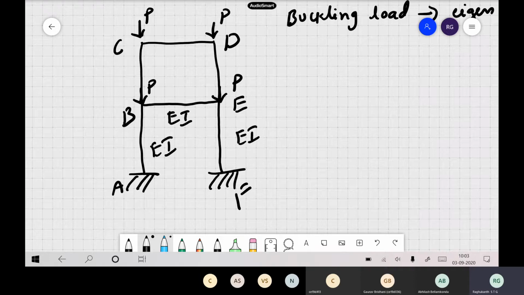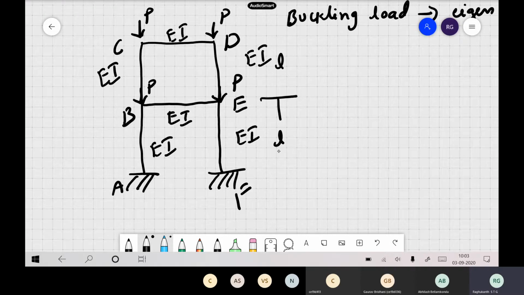For simplicity, we assume everything has the same EI. Now, how do we solve these types of problems? Let us say every length is L, so each column is L, and the beam length is also L. Now, how do you solve these types of problems?